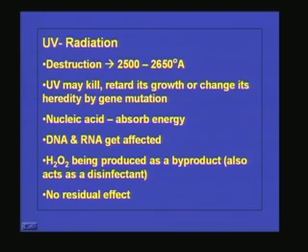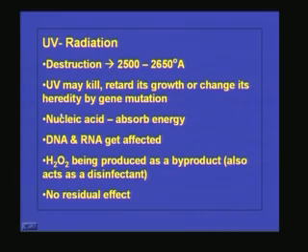The next method is UV radiation. UV can destroy the cells. UV may kill the cell, retard its growth, or change its heredity by gene mutation. These are the ways UV radiation kills the cells, and it acts on the nucleic acids, DNA and RNA. So UV will directly affect DNA and RNA, mutation of the gene can take place, and it can retard the growth.